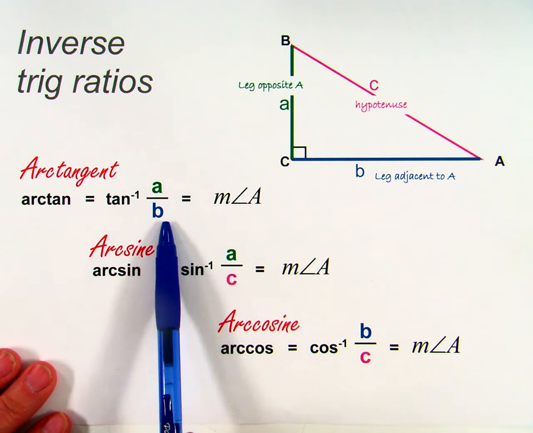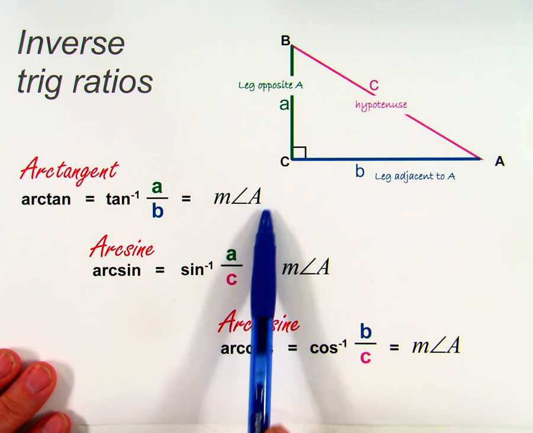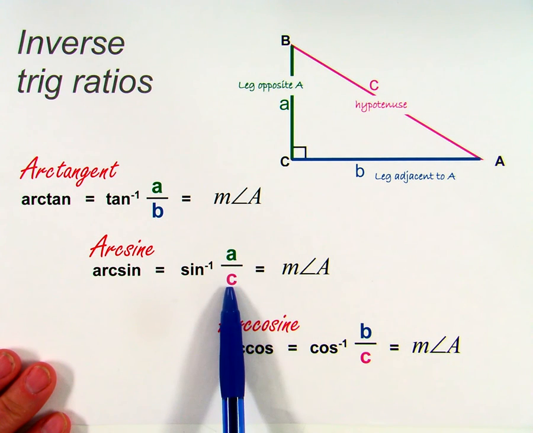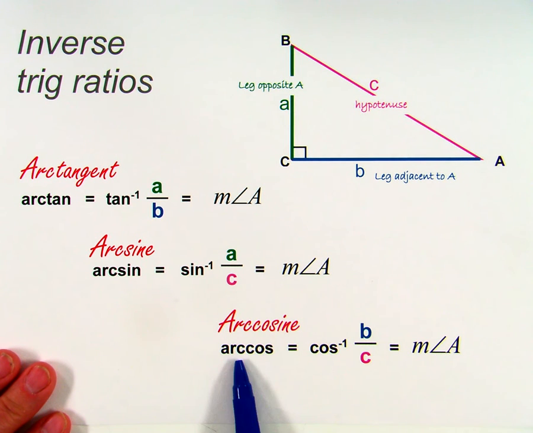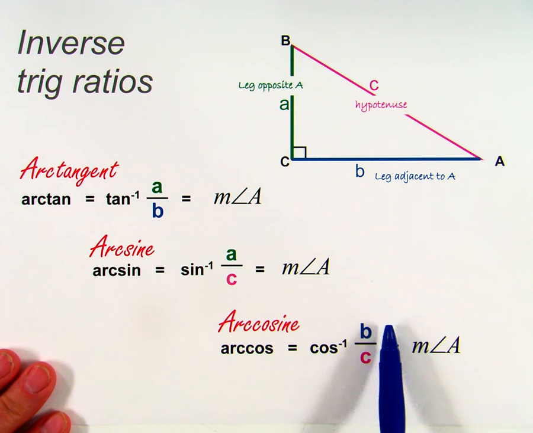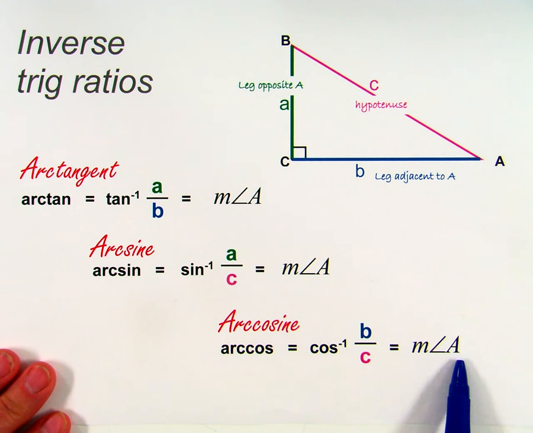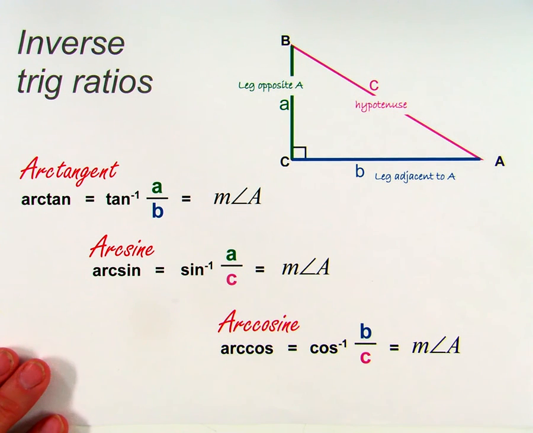So if you have the side lengths, you can get the angle. If you have the side lengths, opposite and hypotenuse, you can get the angle. If you have the side lengths, you can use arc cosine if you have the adjacent and the hypotenuse, and that will give you the angle. You work them backwards.